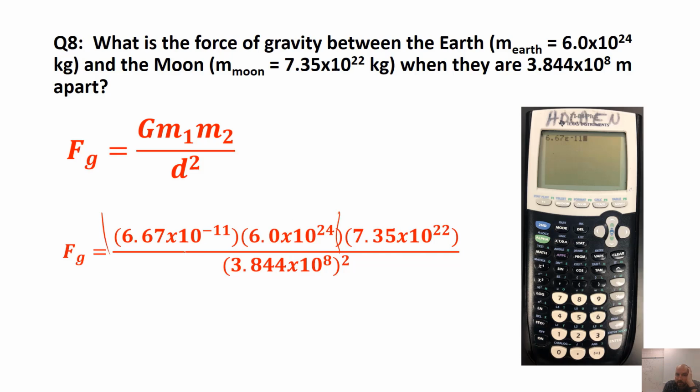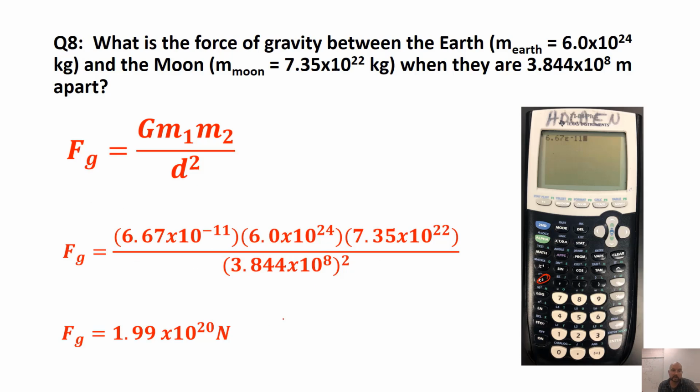I hit divide then, and so when I hit divide, I'm now on the bottom, and I'm going to have an extra parentheses. I'm going to put 1 parentheses, 2 parentheses, and I do 3.844, and I find the EE button. After that second comma, which is the EE, I hit just 8. I close parentheses. I hit the squared button. I get this right here. I close the parentheses, I hit equals, and if you do that right, the magic happens and you get 1.99 times 10 to the 20th newtons.